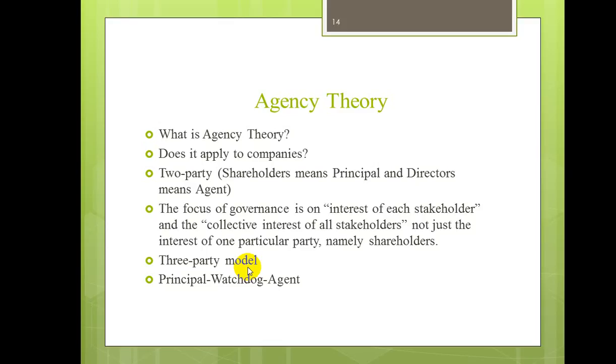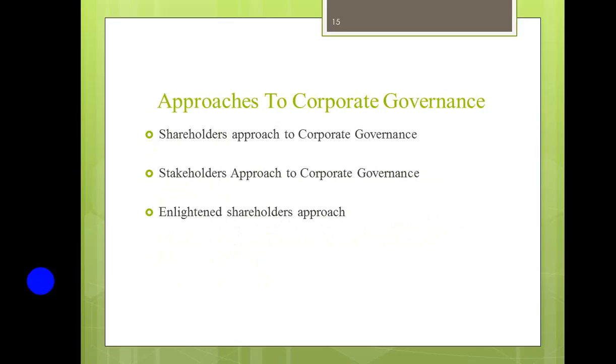So let's move on to the next. Then we have approaches to corporate governors. We have three approaches: the shareholder approach to corporate governors, the stakeholder approach to corporate governors, and the enlightened shareholder approach to corporate governors. We'll discuss them one by one.